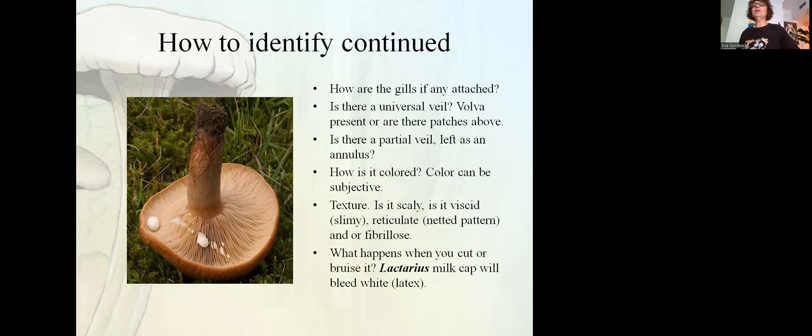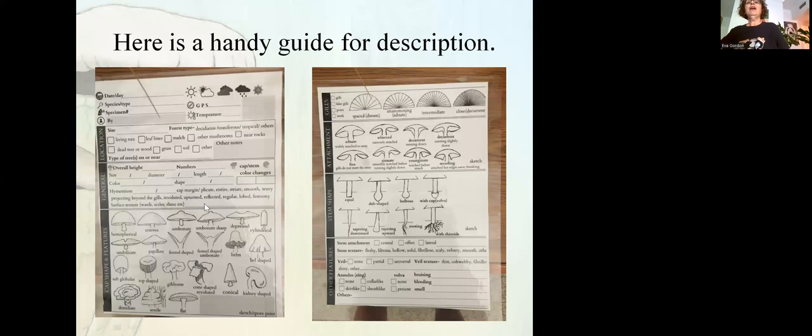Texture, is it scaly, viscid, which means slimy? Does it have a netted pattern? Does it look fibrous? What happens when you cut or bruise it? Some mushrooms will actually leak latex. Others will leak something that looks like red blood. Others will turn blue if you break the stem. So all these are really important in identification. You might want to have a handy guide such as this one, where it asks you the conditions, living tree, the shape of the cap, et cetera, et cetera.